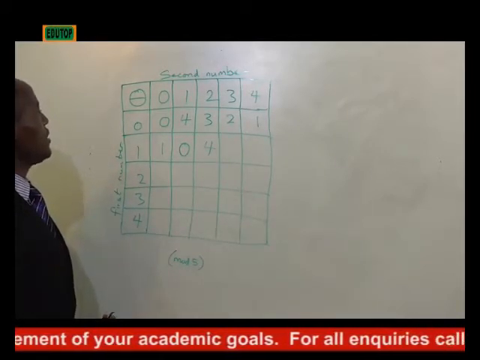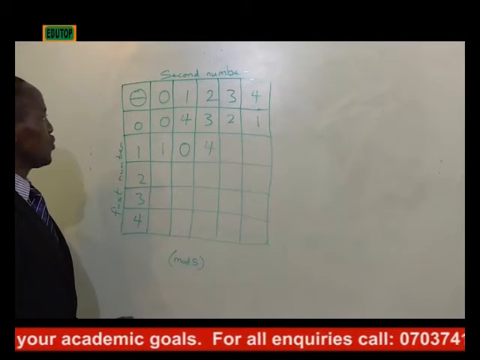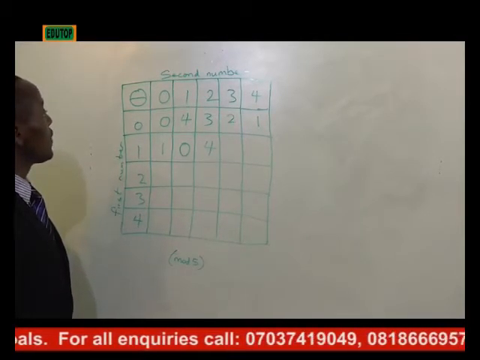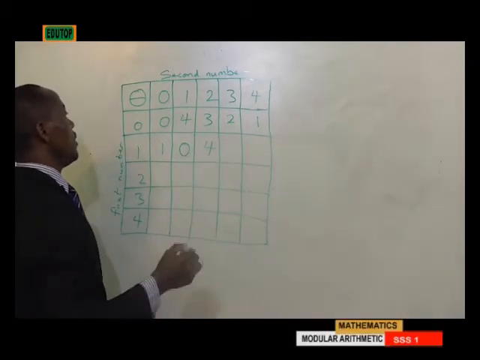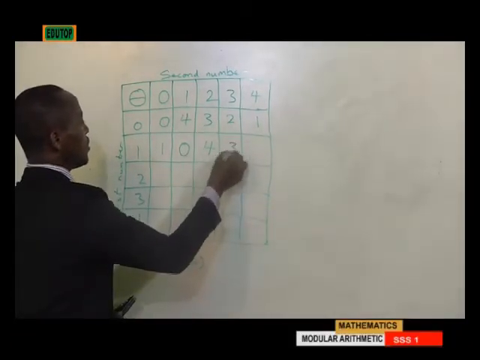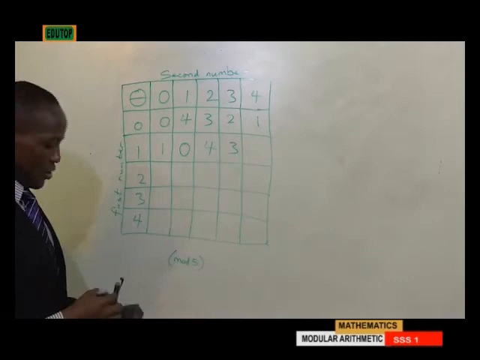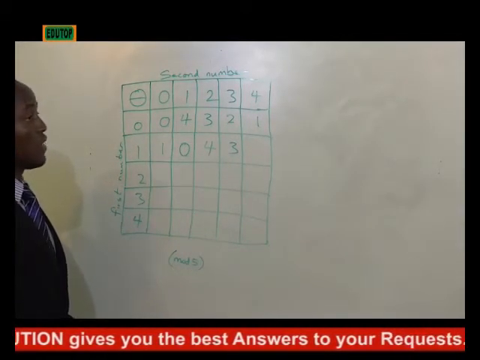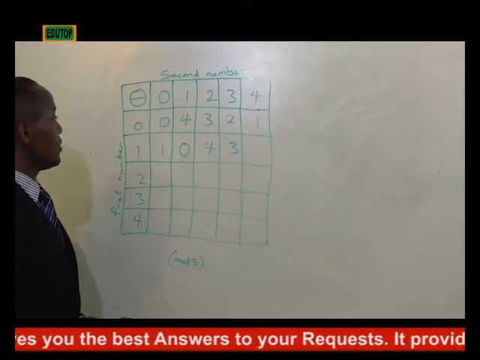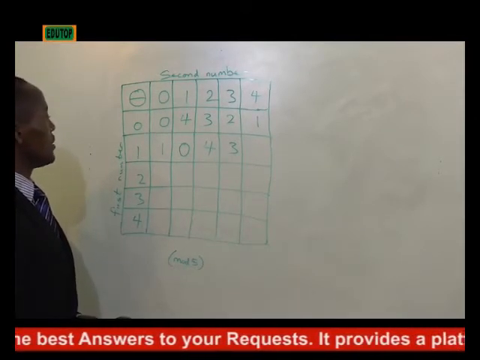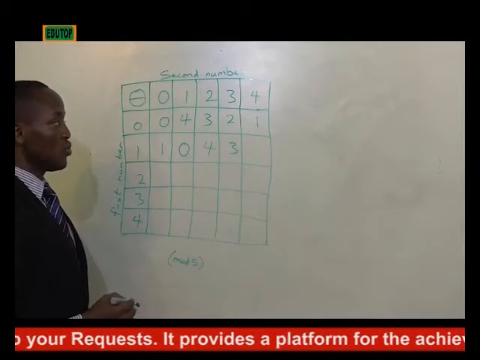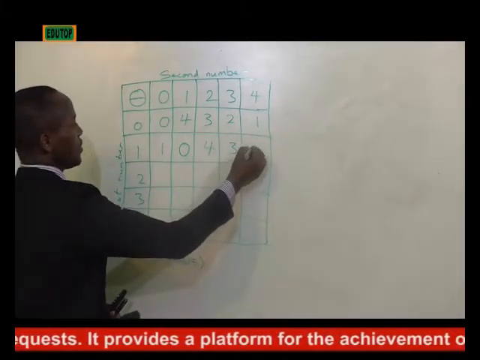1 minus 3 is minus 2. If you add 3 to minus 5, we'll get minus 2. And then 1 minus 4 is minus 3. What are we going to add to the multiples of 5 to get minus 3? Yes, that's 2, because minus 5 plus 2 will give us minus 3.